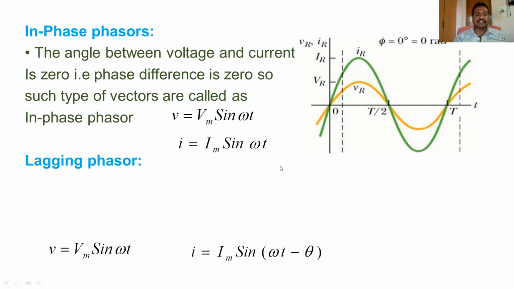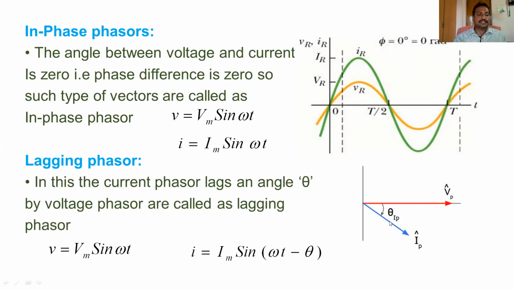Then we will come to the lagging phasor. V is equal to Vm sin omega t, I is equal to Im sin of omega t minus theta. So here the current phasor lags the voltage phasor by an angle theta. See here, this is the angle between voltage and current. This lags by an angle theta. So in this case, the current phasor lags the voltage phasor by an angle theta, and such phasors are called lagging phasors.